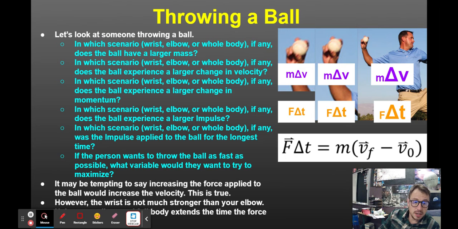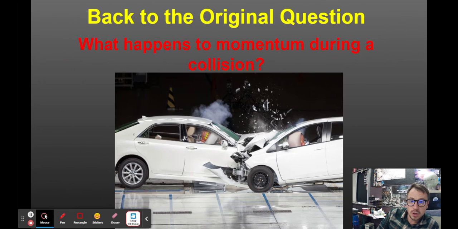So that's why lacrosse players have rackets, because what that does is it extends the amount of time that force is applied, right? And a lot of sports have that. Any sports that have that will apply the force for a longer period of time.